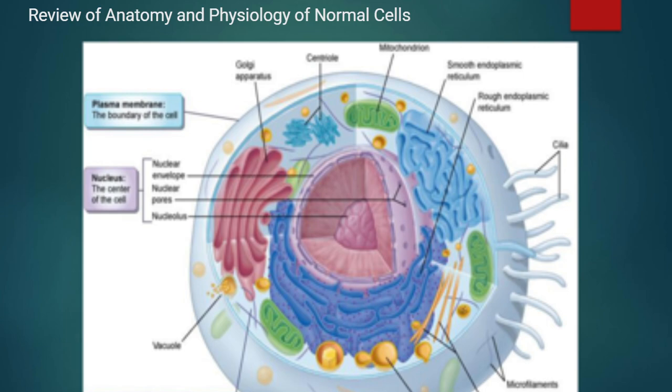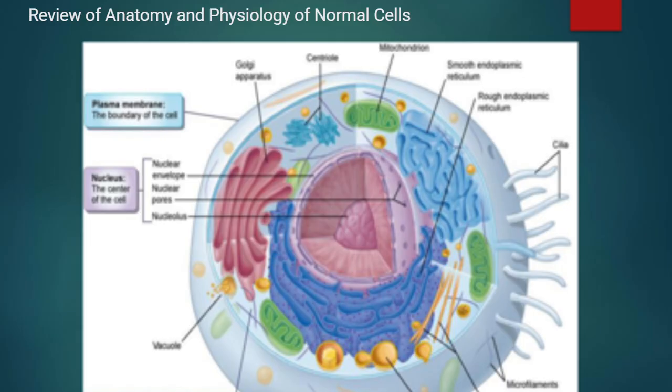Before we dive into cancer, let's take a step back and review the structure and function of a normal cell. Every cell in the body has a plasma membrane, which acts like the boundary or skin of the cell. It controls what enters and leaves. Inside, the nucleus is the control center. This is where the genetic material, DNA, is stored, and where instructions for cell growth and function are given. Surrounding the nucleus is the cytoplasm, a gel-like fluid that holds all the organelles. Each organelle has a specific job.